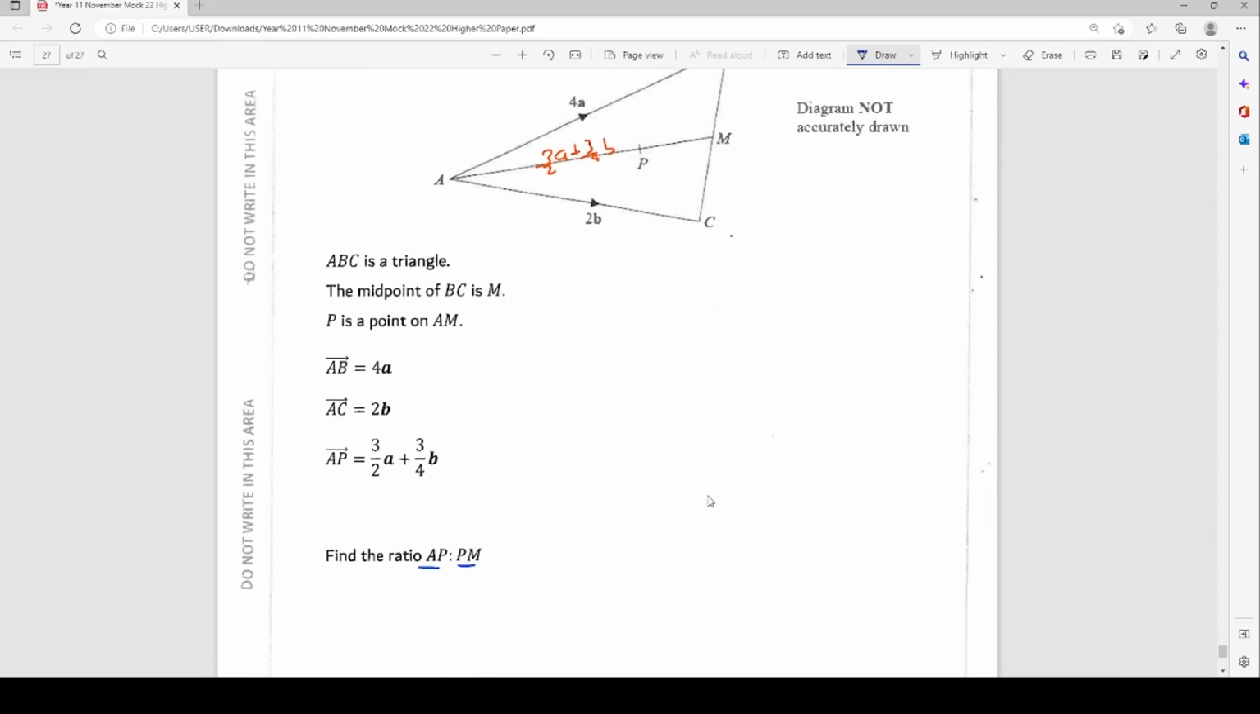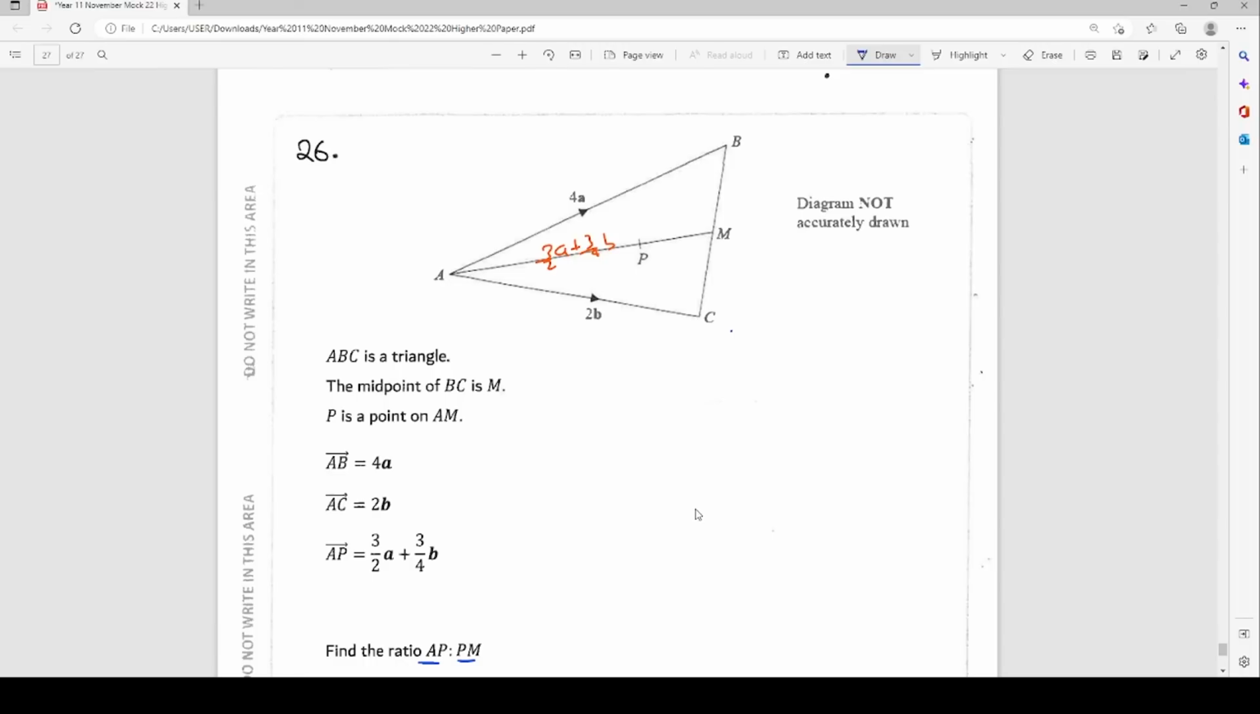All right, can we first find an expression for BC, because that's required over here, no? So can we find an expression for BC? You have to go from B to C. So how can you come from B to C? So B to C can be written as BA plus AC, which is negative 4A plus 2B. That's what my BC is going to be.